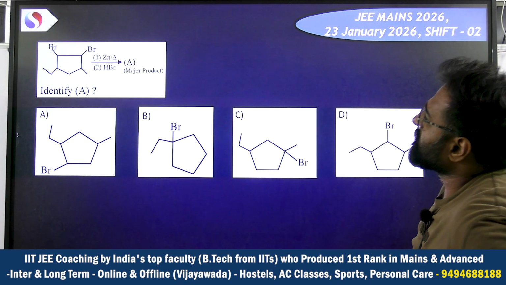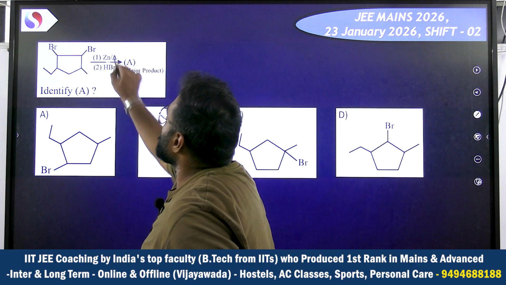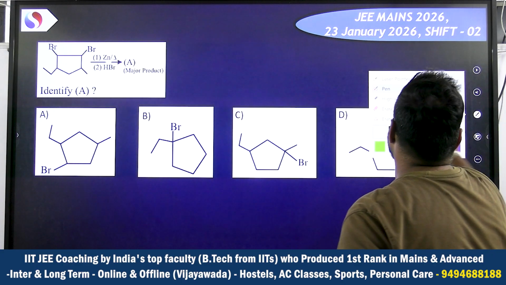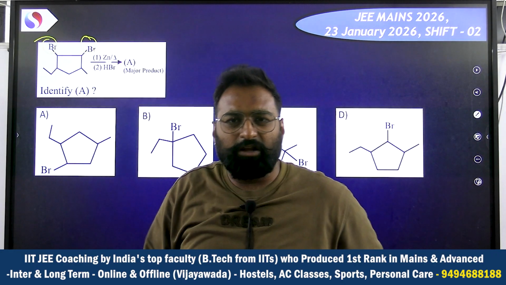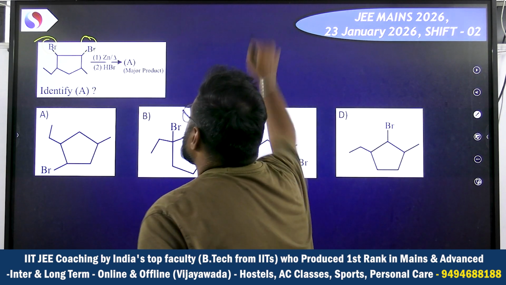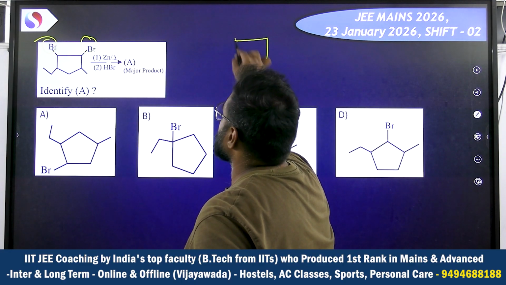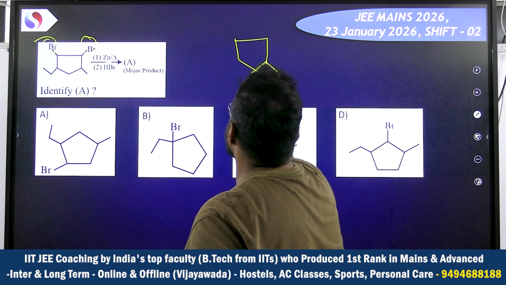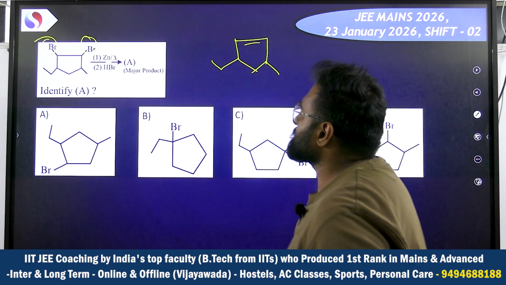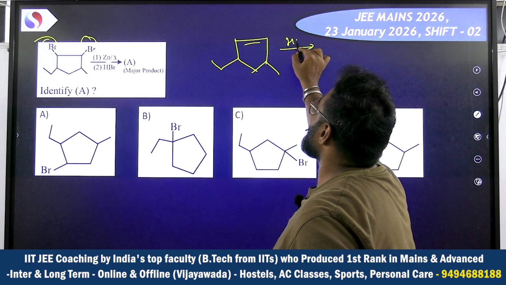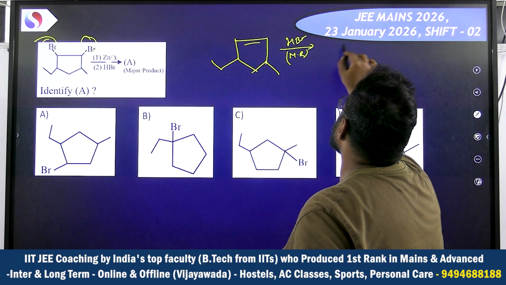Next, the major product. Dekho, Zn hai. So what is the function of Zn? It will remove all the Br. Debromination. Correct? So what is the product? The product will be, here one methyl has come and here one ethyl has come. This will be the product. Now when reacted with HBr, it follows Markovnikov rule.